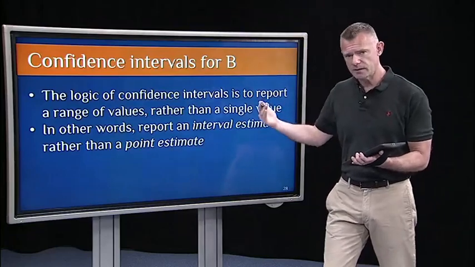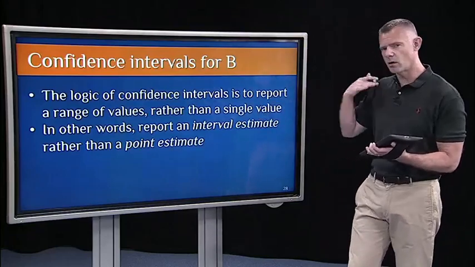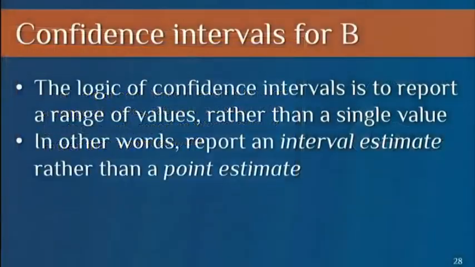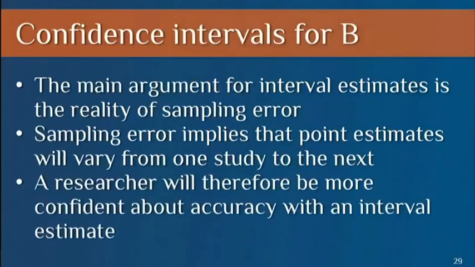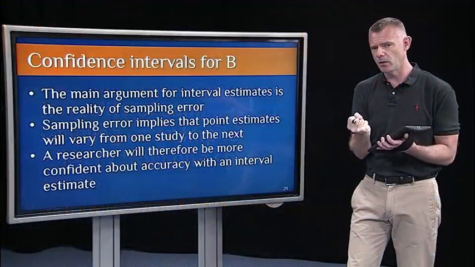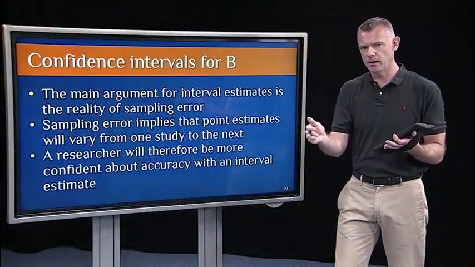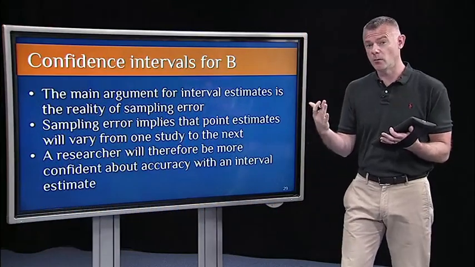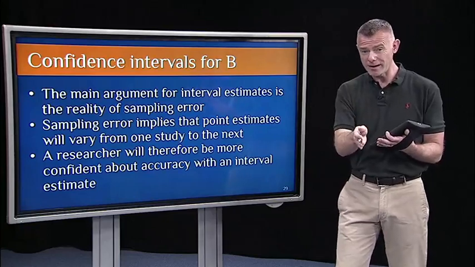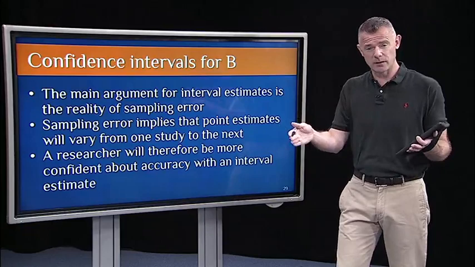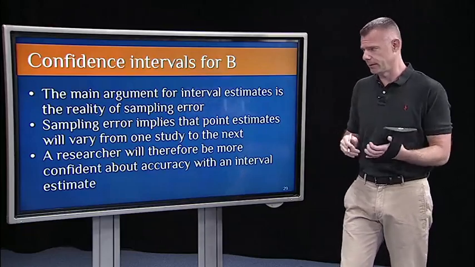Again, this is the same as I said in the last segment. The logic here is to report a range of values rather than a single value, report an interval estimate rather than a point estimate. And again, the argument for this is the reality of sampling error. If we know that we have a large population and we're only getting a very small sample, even if it's representative, then we have some degree of sampling error, and we have to acknowledge that. And one way to acknowledge that is, rather than report a point estimate, just report the interval estimate that takes into account standard error.